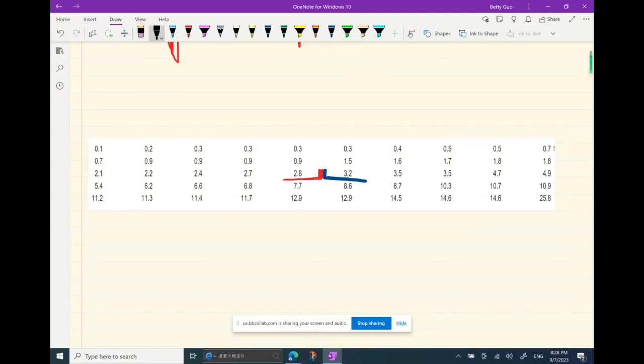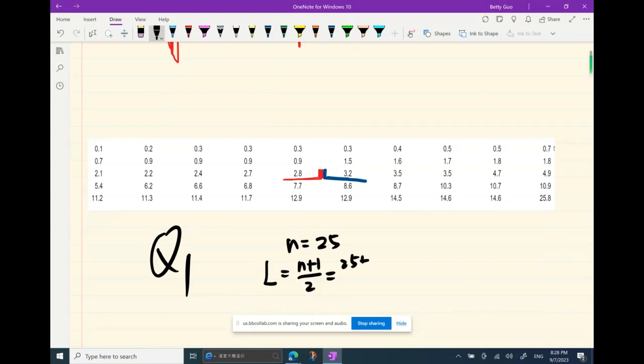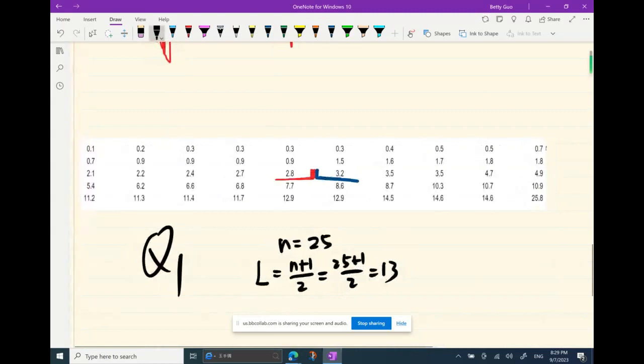Remember, Q sub 1 is the median of the lower half. Think about it: if we have 25 values, the median would be located at 25 plus 1 all over 2, which is 26 divided by 2, which is 13. So we are going to look at the 13th value. Since 25 is odd, we are going to have one value in the middle.